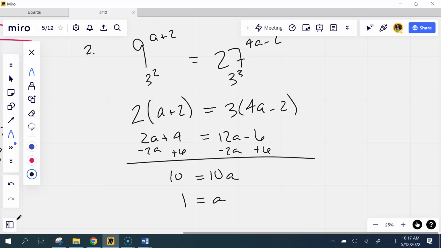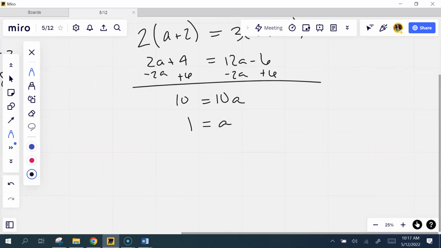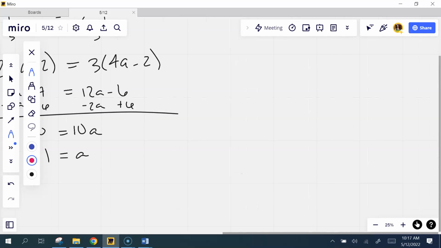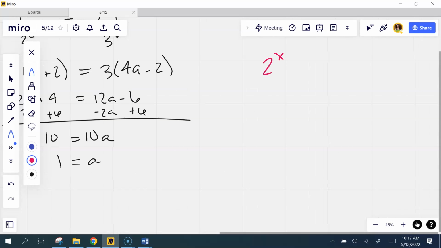But what happens when we get ourselves in a situation where we can't just manipulate the bases? In other words, I end up with something like number 3 on here, where I have 2 to the x equals 61. There's absolutely no way that I can rewrite 61 as a base of 2. Do you agree? Because 2 to the 6th is 64. 2 to the 5th is 32. There's nothing in between. There's no way that I can do that. Does that make sense to you? Do you have any idea? Well, you probably have already read.